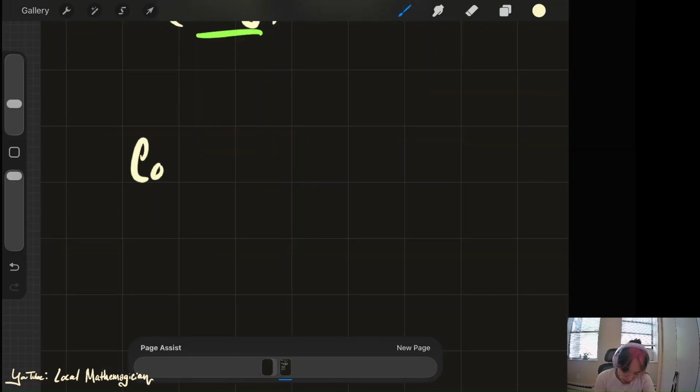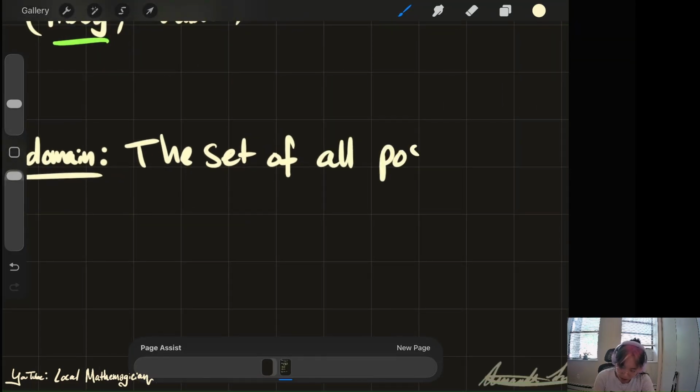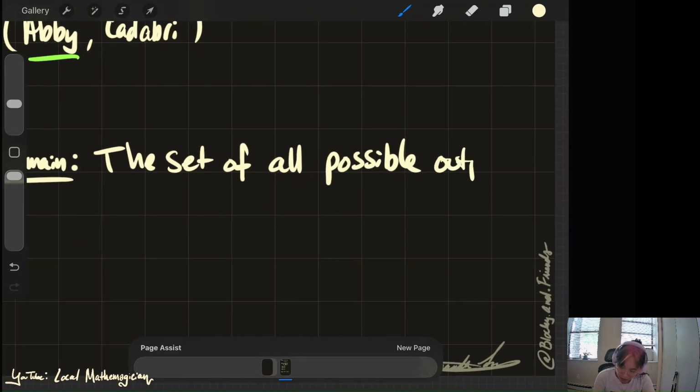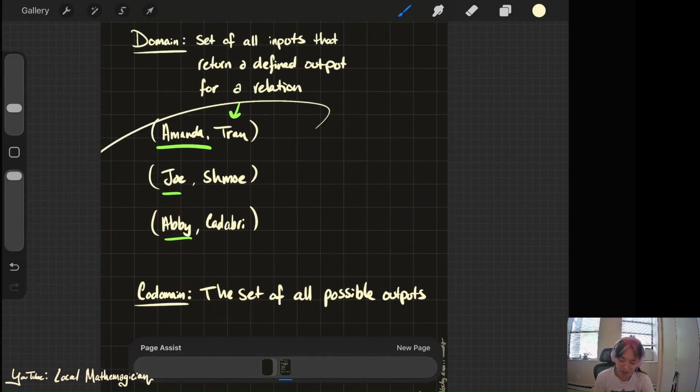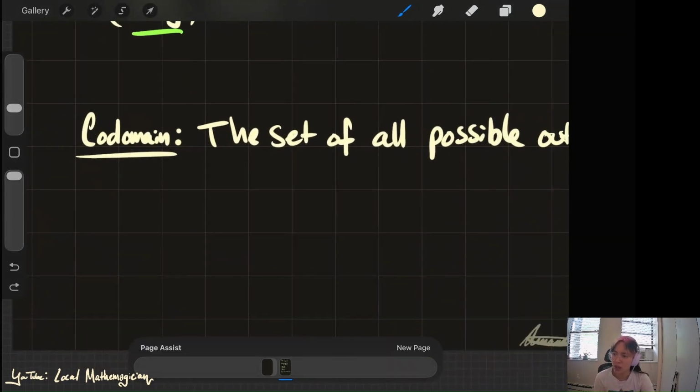Or codomain. It is the set of all possible outputs. This one's a little wonky. We cannot use names for this in the same way. And we'll get to why in a second, okay?